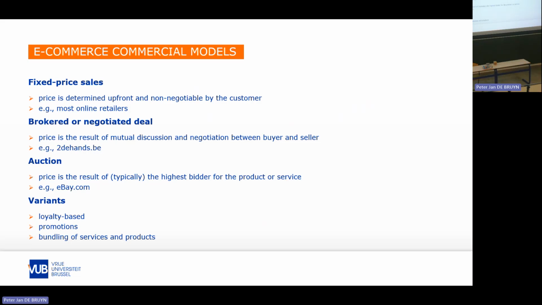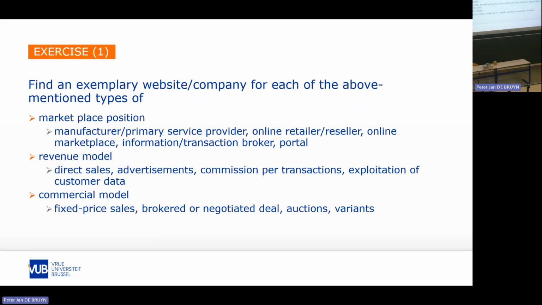You can go for brokered or negotiated deals, where you bring together two sides of the market, customers, clients, and suppliers. You might have, for instance, on second-hand markets, it's much easier to have many people visiting the platform, doing their own offers and doing their own bids, and then to let the markets play. You can have an auction where you do not just only negotiate, but you actually do the auction. You have it open for a certain amount of time. You have bidders for the product or service, and you can have all types of variants, loyalty-based promotions, bundling of service and products, which can be facilitated by those e-commerce markets.